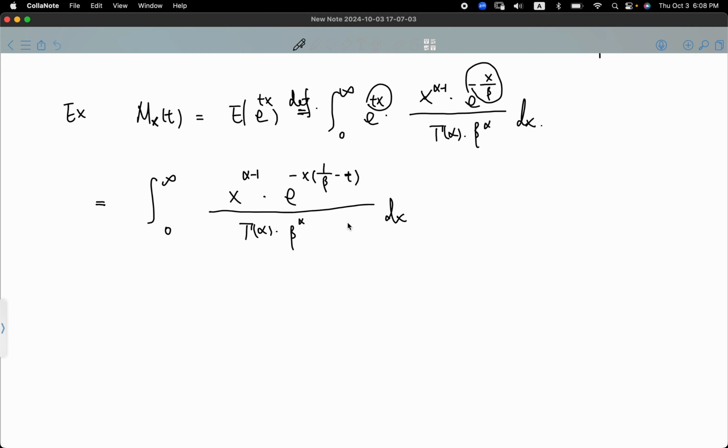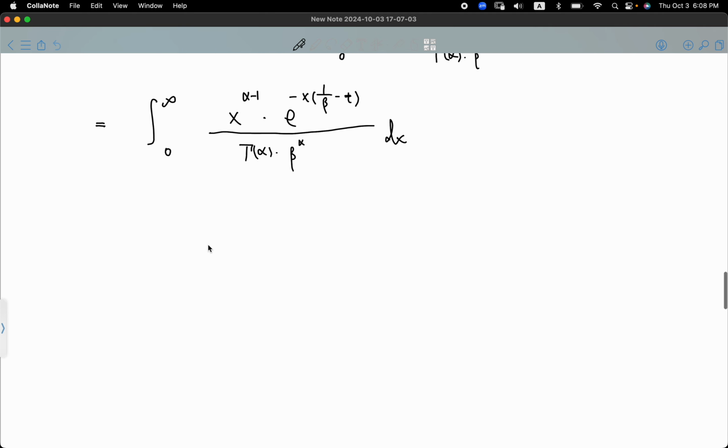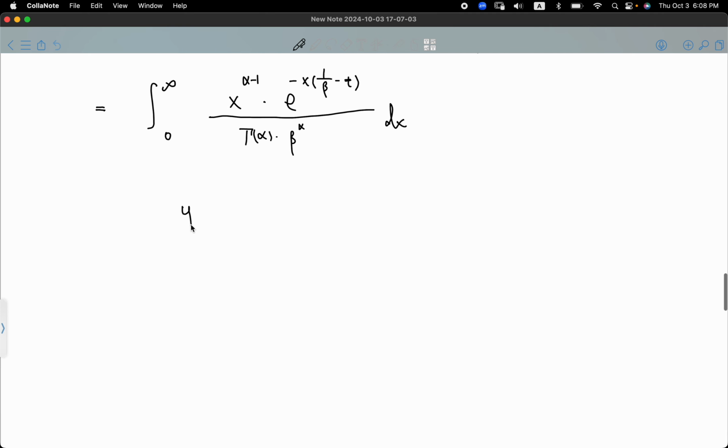Next, also using some technique as what we did in the first example, we want to make the change of variables. So now we are going to set y, when we introduce another random variable, as x multiplied by 1 over beta minus t. So this is by construction. We introduce y and then set it equal to that. And then we also want to have another expression for this dx.